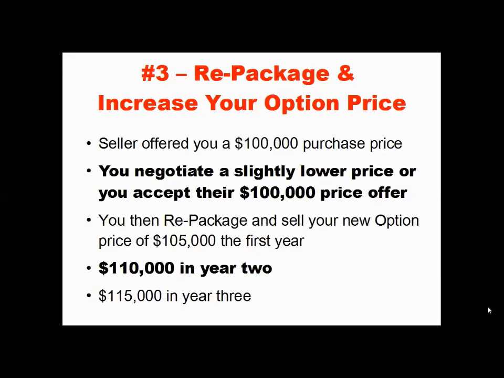And then the third way that you can make money from this is you can repackage and increase your option price. So remember, the seller offered you a $100,000 purchase price. Well, a couple ways you can do this is you can renegotiate a slightly lower price, or you can accept the $100,000 price. And I know some of you are falling out of your seat going, what do you mean accepting? All the people that I watch on TV are telling me I've got to offer $50,000 for a $100,000 house. I've got to insult them and give them lowball offers and all that kind of stuff. You don't have to do that. Not when you're doing a lease option.